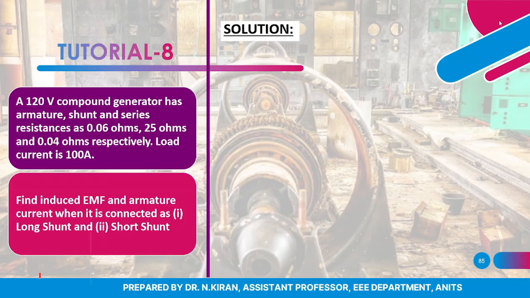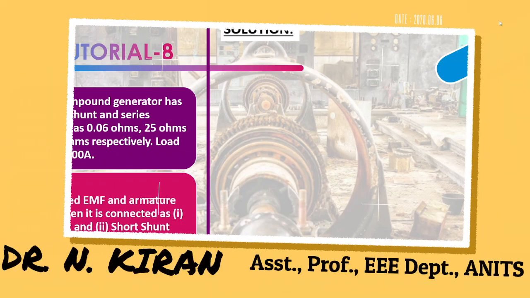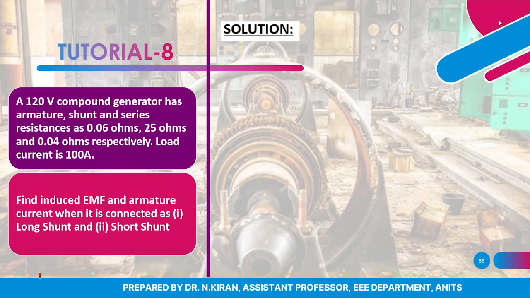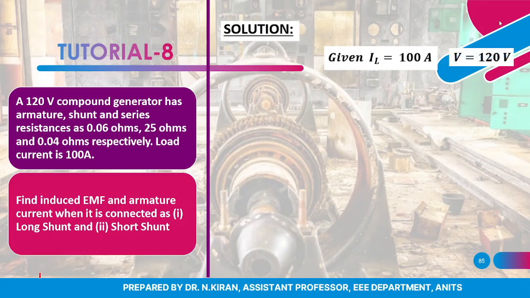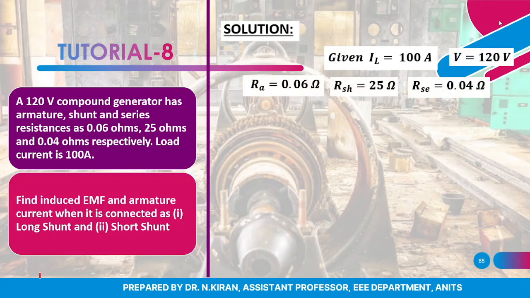Eighth tutorial. A 120 volt compound generator has armature, shunt and series resistances of 0.06 ohms, 25 ohms and 0.04 ohms respectively. Load current is 100 amps. Find induced EMF and armature current if it is connected as long shunt and short shunt. Okay, so first, given data: load current is given as 100. Terminal voltage is given as 120, and RA, RSC, RSH are also given respective values.